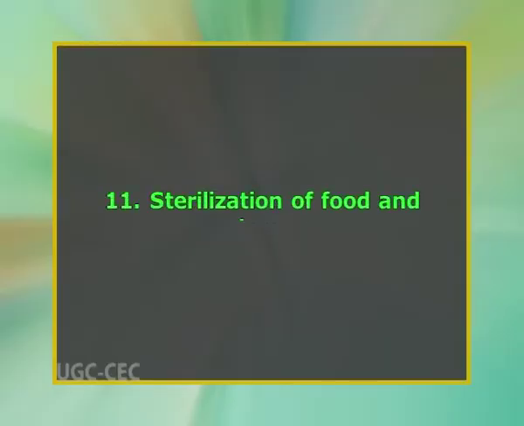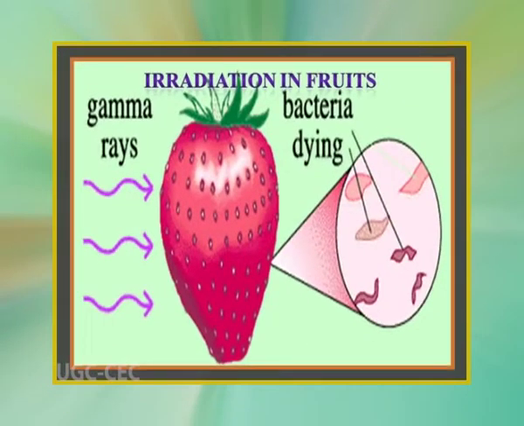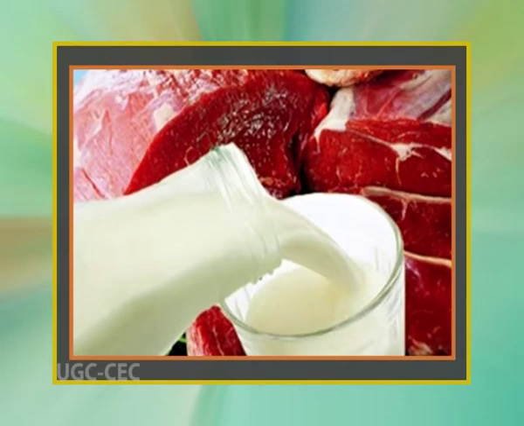Number 11. Sterilization of food and equipment. Very strong gamma emitters are now used in the food industry for sterilization of pre-packed foods such as milk and meat. Normally either cobalt or cesium is used, but care has to be taken in some cases to ensure that the food product itself is not affected in any way.